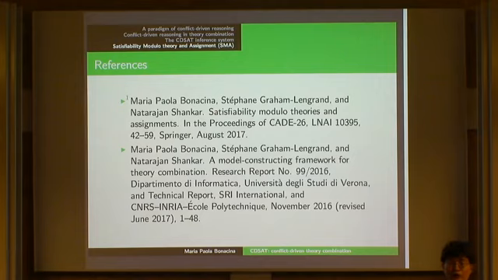Because if the theories are stably infinite, there is at least one theory that knows that all the sorts are interpreted with infinite domains. But in principle, the information could also come from some other source, and in this manner we can accommodate also non-stably infinite combinations. For example, the theory of arrays with some finite domain. So, concretely, what does that mean in this case?